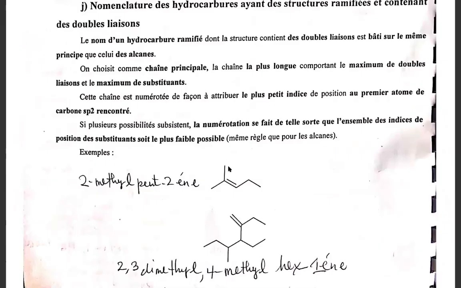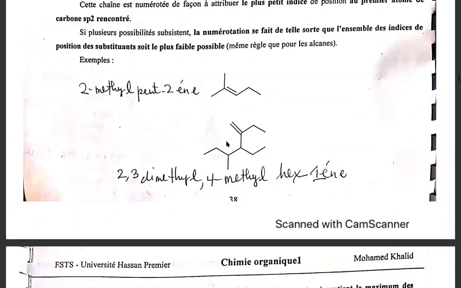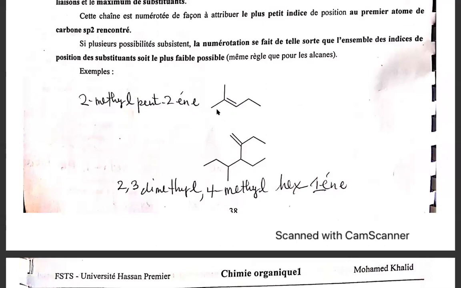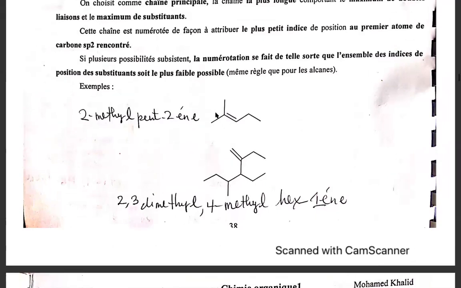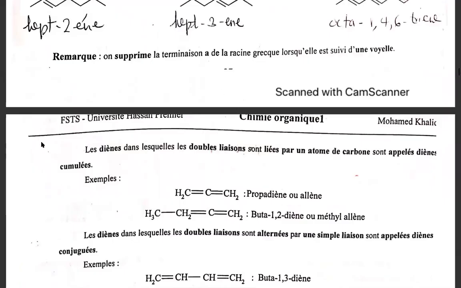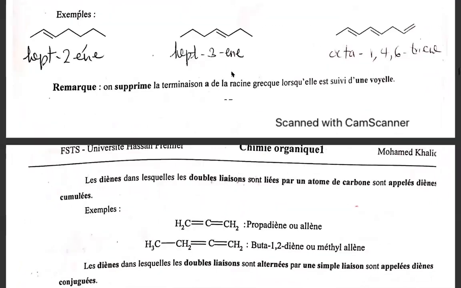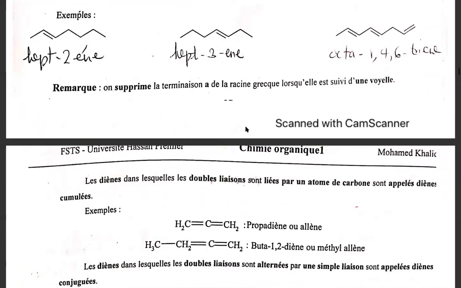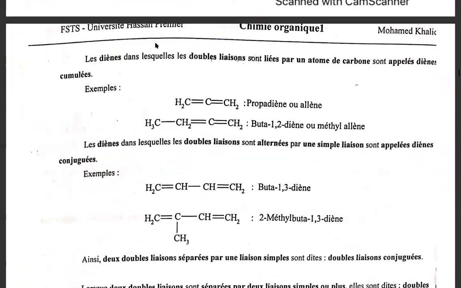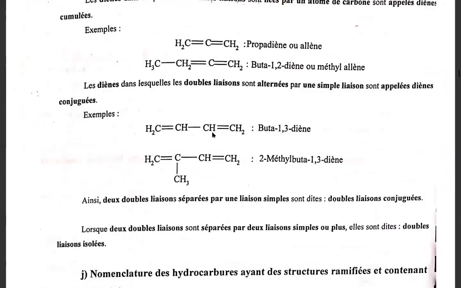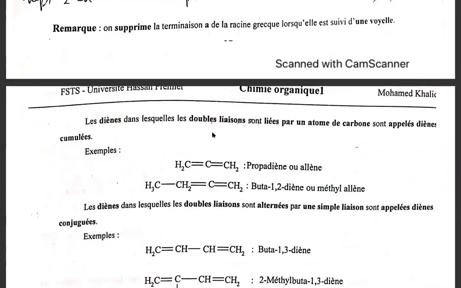So an example of an alkene with a substituent. Is it clear for the other part? The triene, the is hep 2 in, hep 3 in, octa 1, 4, 6 triene. Is it clear here? Yes, it's clear. Okay. So this part is just the same as where we have a double liaison for an alkene.